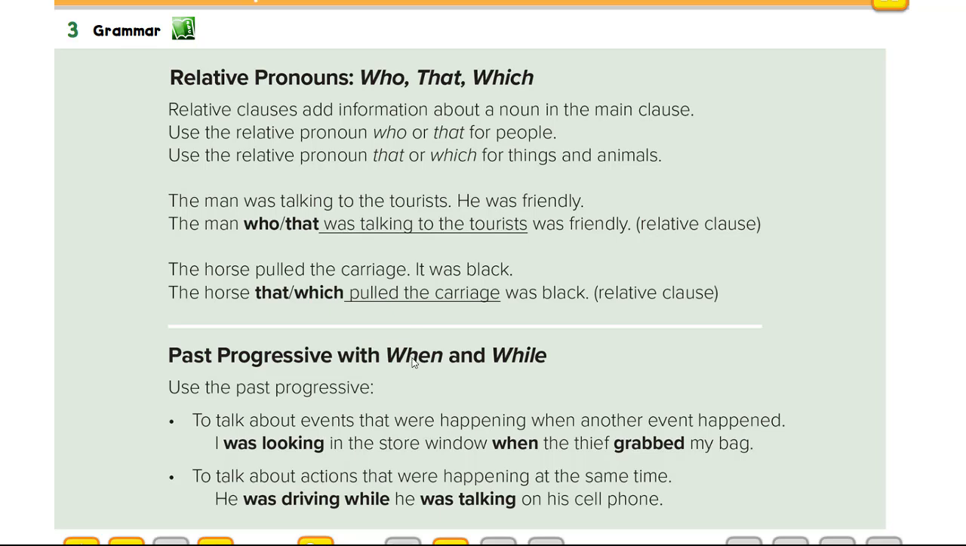Past progressive with when and while. Use the past progressive to talk about events that were happening when another event happened.